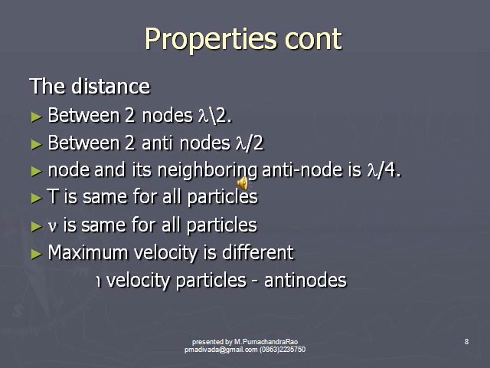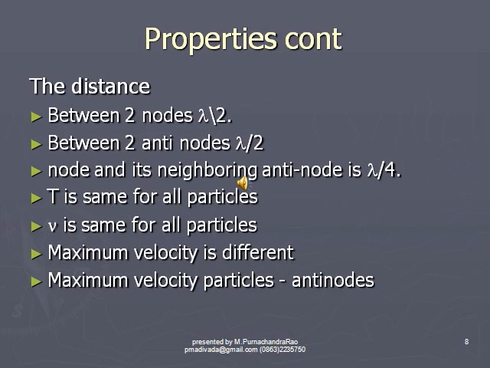But when these particles cross their mean position, they will have maximum velocity at the mean position. That means the velocity at the mean position will be different for different particles. So the maximum velocity attained by the particles at the equilibrium position will be different for different particles, and it is maximum for particles at antinodes. Let us proceed with these properties.